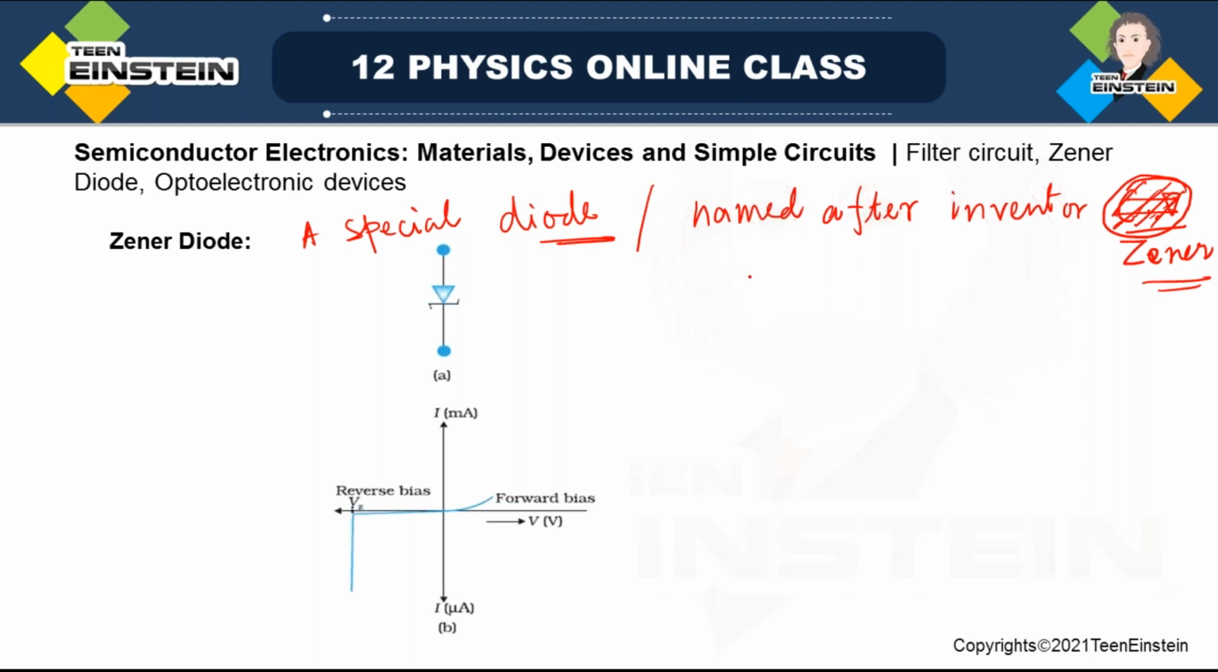First of all, see, the junction diode has a P side and an N side, right? So this is the circuit symbol of a simple diode. But in the case of a Zener diode, you look, this vertical line is written like a Z, like the alphabet Z. So that is the circuit symbol of a Zener diode.